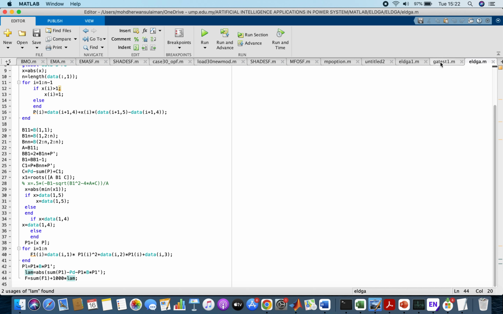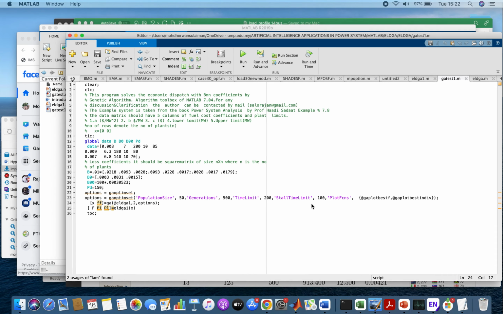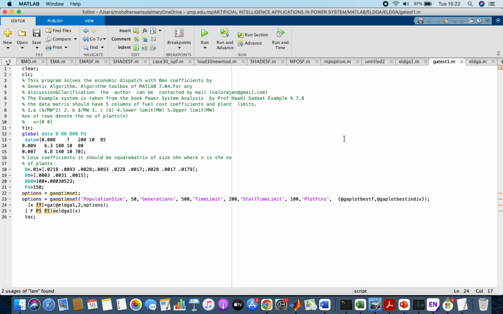Okay, so for the second technique, we will use ChatGPT. We will use ChatGPT to manually code the GA. This one you are just using the toolbox. So this one we will look at in the next video.